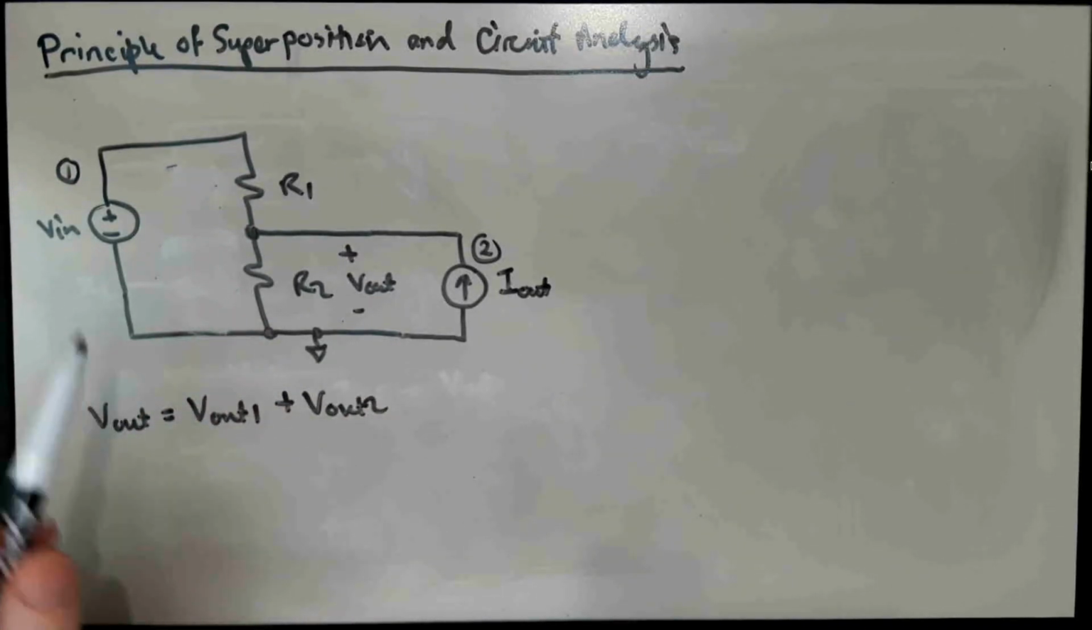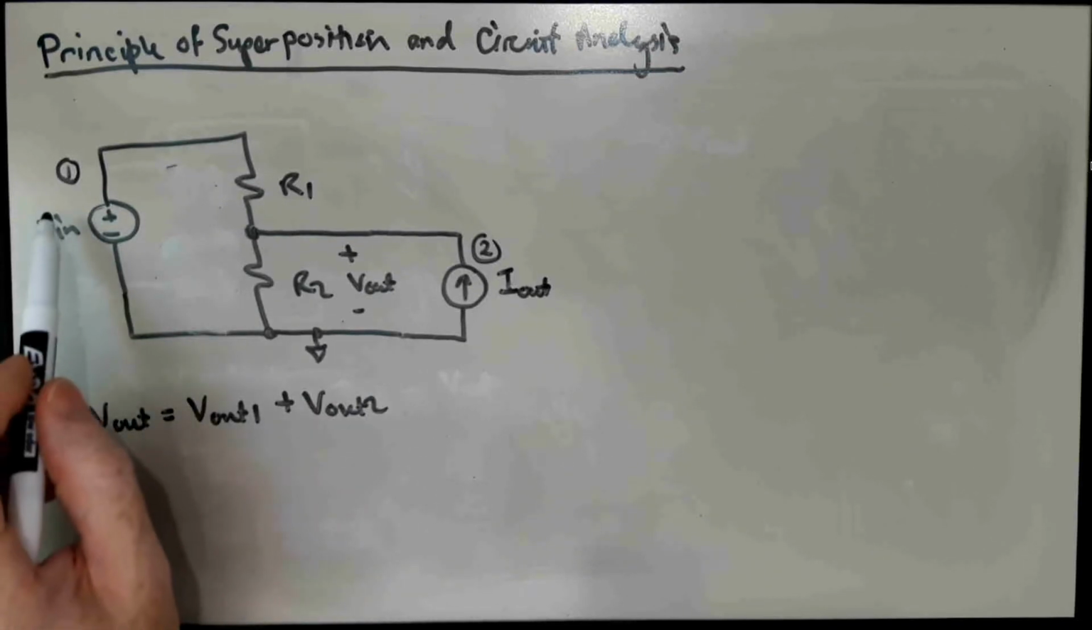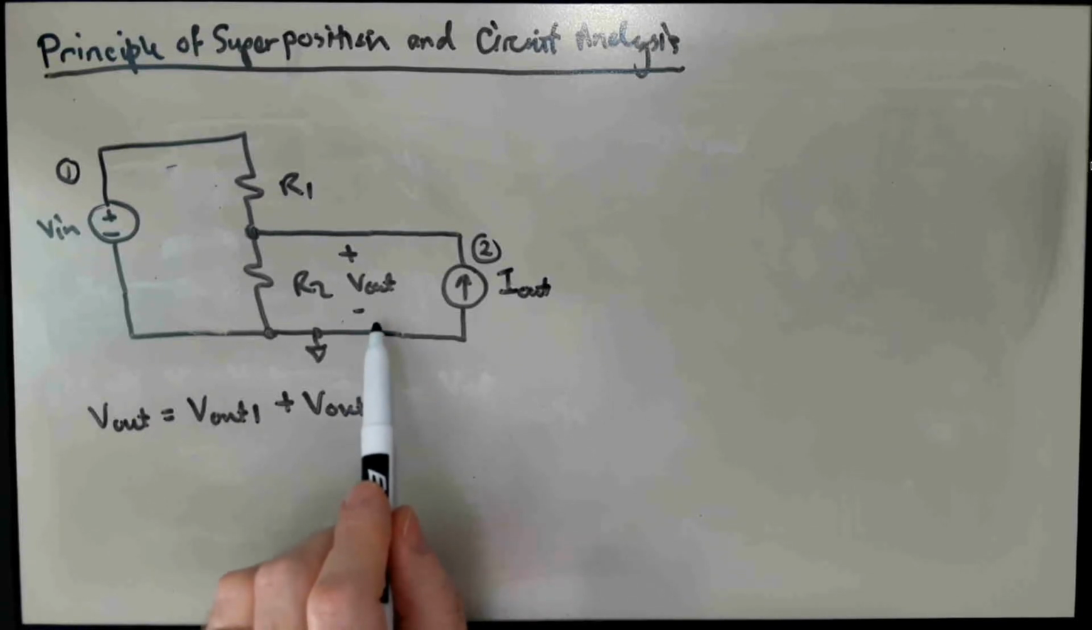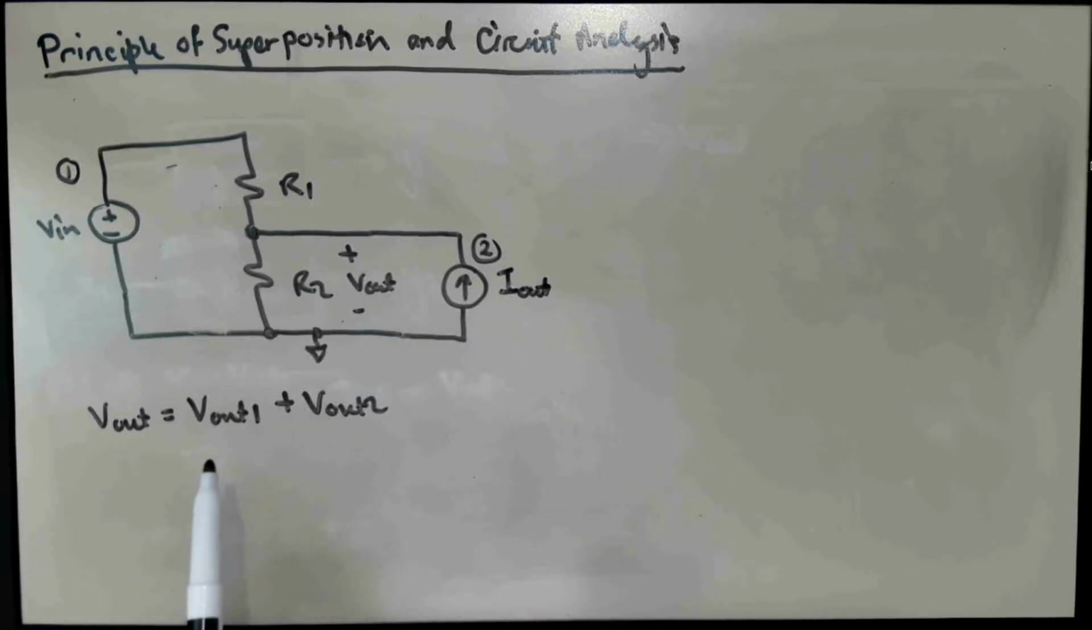It tells us that there's two sources. We're going to have a response V out 1 due to the first source, and V out 2, which is the component of V out due to the second source, and we're going to consider these two sources independently, and this is the superposition of the two responses.